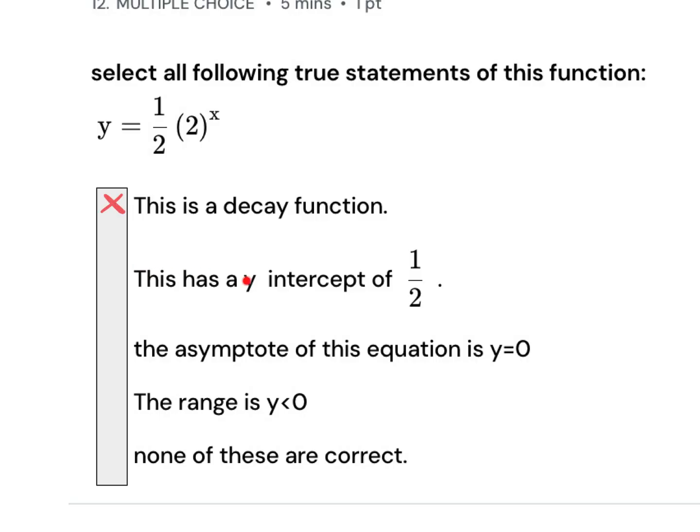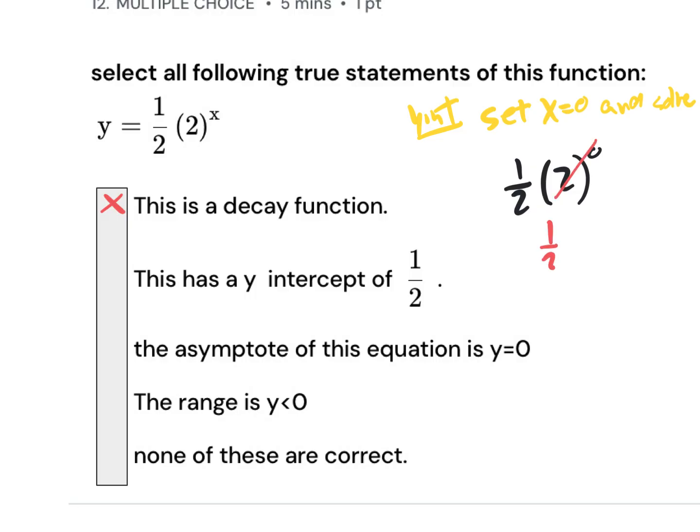What does it say? This has the y-intercept of 1/2. Well, in order to find the y-intercept, in case you don't remember, you set x equal to 0 and solve. Okay, so we're going to put a 0 where the x is at, and then you're going to do the math. 2 to the 0 is 1, and 1/2 times 1 is 1/2. So when you plug in a 0, you do get out a 1/2. So it's saying that it has a y-intercept at 1/2. Absolutely true. It's at 0, 1/2. Okay, so this guy is true.